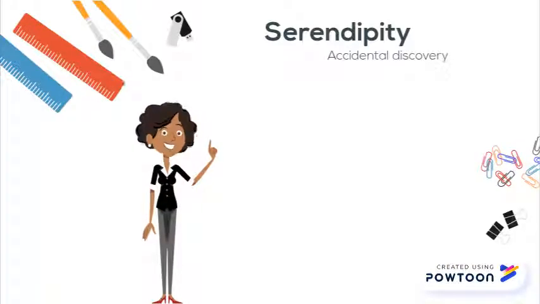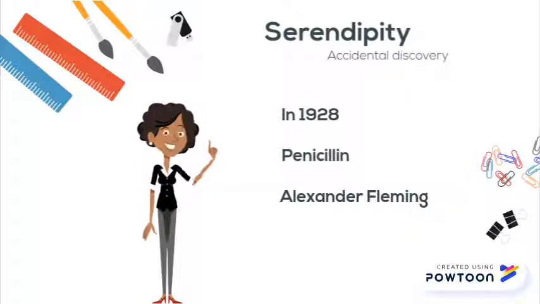Hi everyone, in this video I will be talking about a serendipity drug called penicillin. So, in 1928, which makes this year the 90th anniversary of the discovery of penicillin, the Scottish bacteriologist Alexander Fleming accidentally discovered an important antibiotic that is known as penicillin.